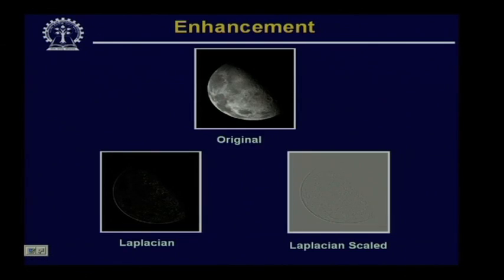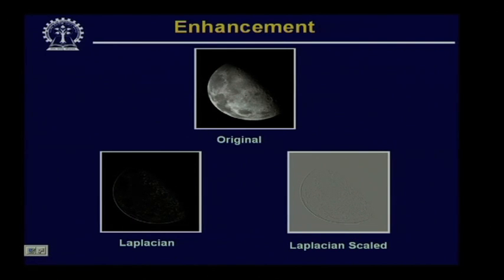Now, using this Laplacian mask, we can find out the high frequency or detailed contents of an image, as has been shown here. When the original image is processed using the Laplacian mask, the details of the image are obtained. On the bottom left, we have shown the details of the image. On the bottom right, it is the same image displayed after scaling, so that the details are displayed properly on the screen.